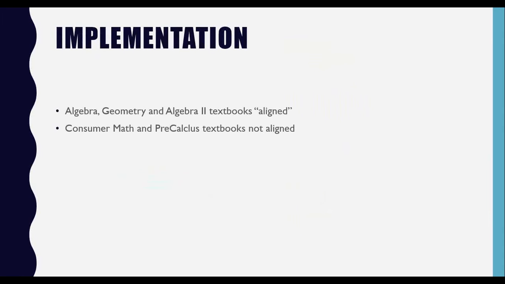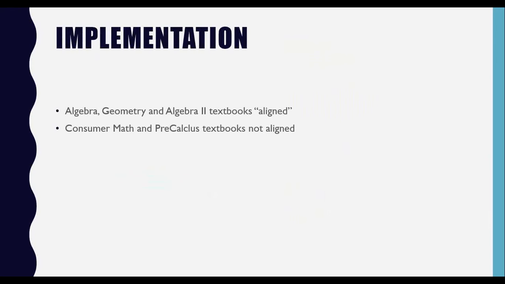But anyways, in my implementation, I do have a geometry textbook that is Common Core aligned, meaning it's already taken all of my lessons and paired them with the standard that they meet. So that's a nice part. I definitely try to go beyond that, and we'll look at that a little bit later. But my geometry textbook is already essentially Common Core aligned. Now, my consumer math and pre-calculus textbooks, however, are not Common Core aligned.